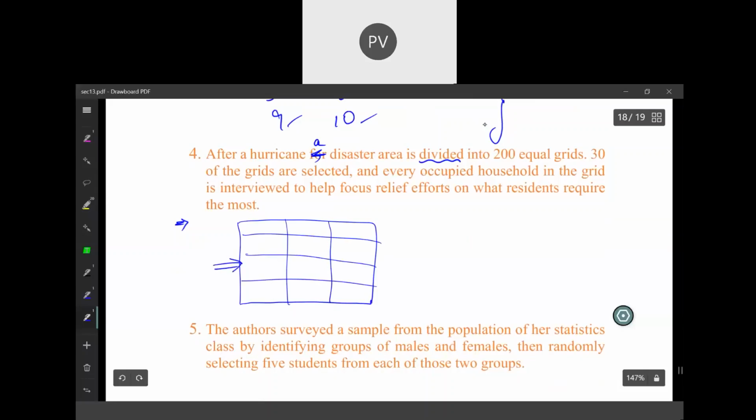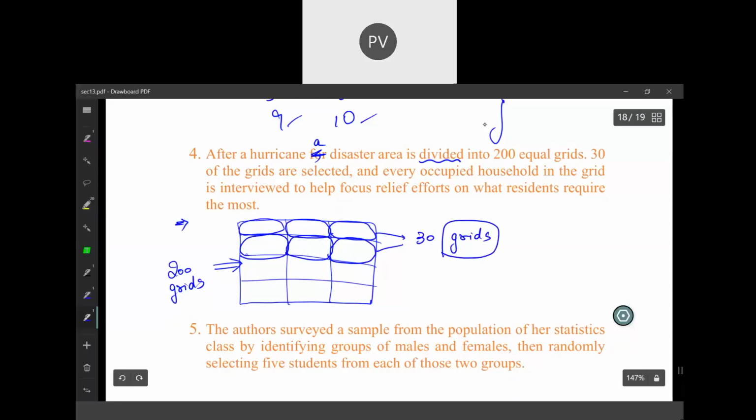Imagine, just assume it is 200 groups or grids. They are dividing the whole entire group into 200, and 30 of the grids are selected. So they are selecting some 30 grids, maybe the starting 30, or randomly some 30 grids. Okay, they are selecting 30 grids.